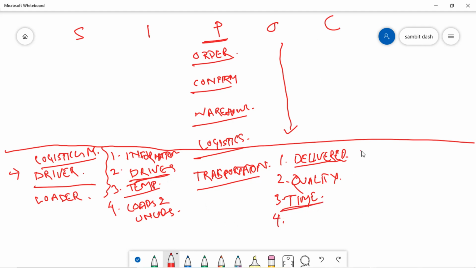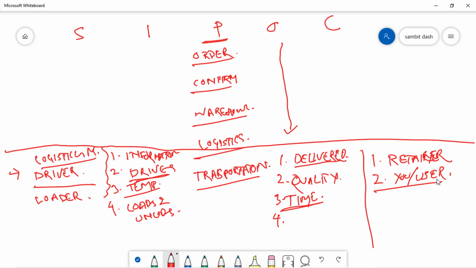Then who is the customer here? The first customer is the retailer, and the second one is you, the user, right? If you are drinking a pack of milk or anything, any custard, ice cream, anything which needs a cold chain supply, then you are the user, right?